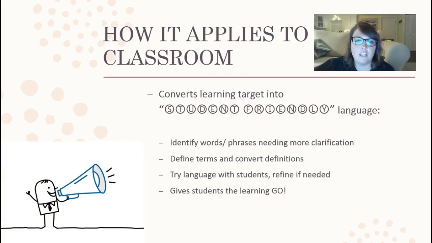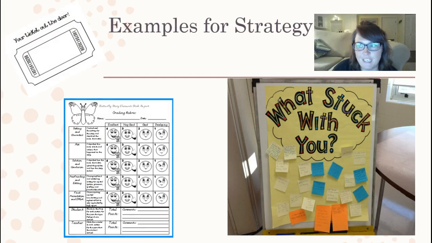Converting learning targets into student-friendly language. Identify words and phrases needed for more clarification. This can be done with your colleagues. Identify terms and convert definitions into student-friendly language. Try language with students and refine if needed. Give students the learning goal. Here's some examples: a ticket out the door, a grading rubric, and what stuck with you.